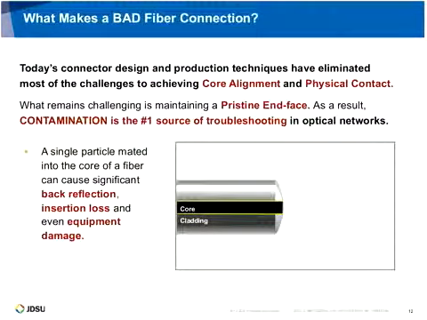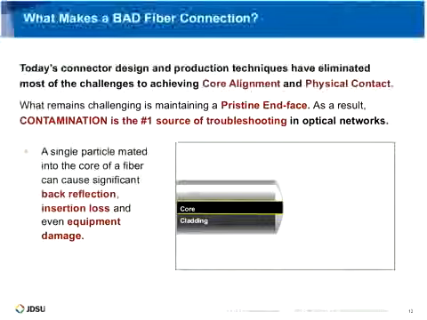So with that, what makes a bad connection? I first wanted to highlight what the attributes are that you look for in making a good connection. Number one is physical contact. I highlighted that in one of the previous slides, showing those two end faces making physical contact. The next one is proper core alignment, and to achieve that, you just need to be using a good quality bulkhead adapter with a quality mating sleeve.